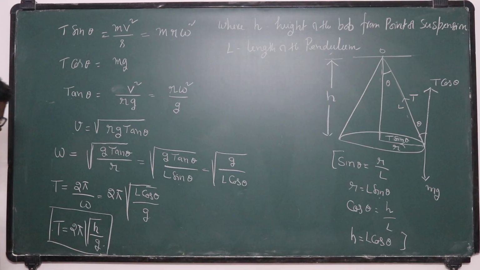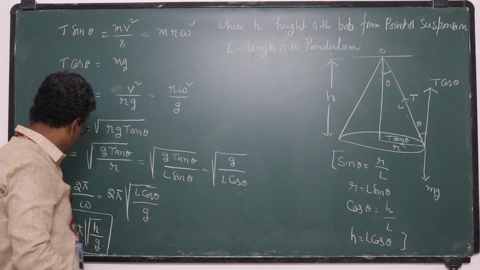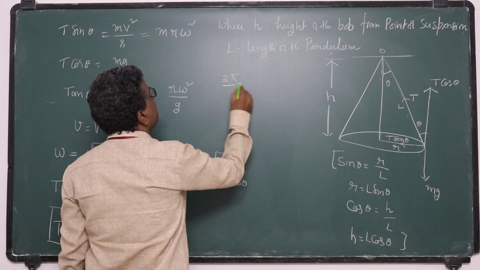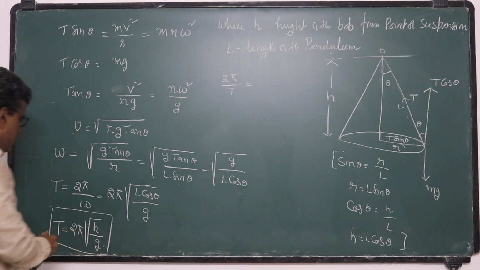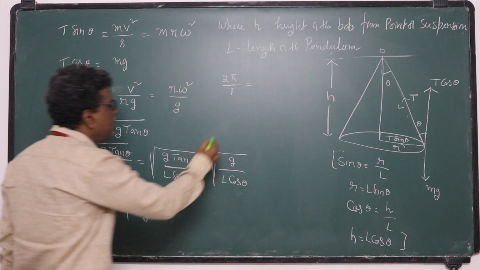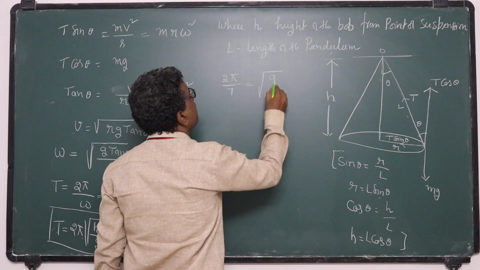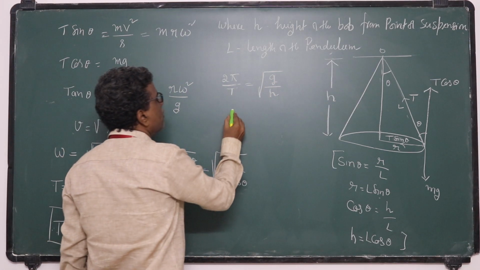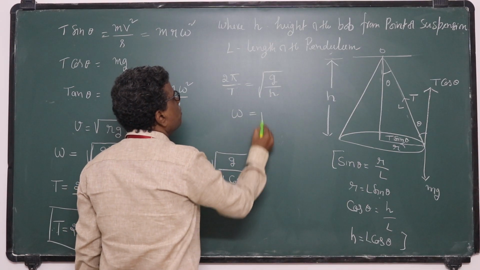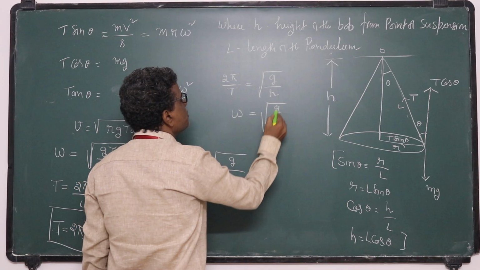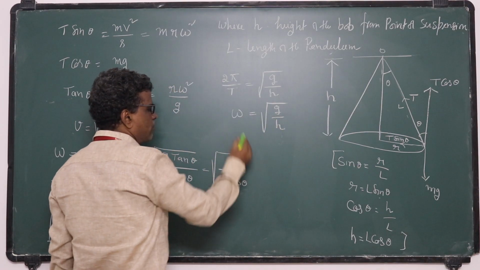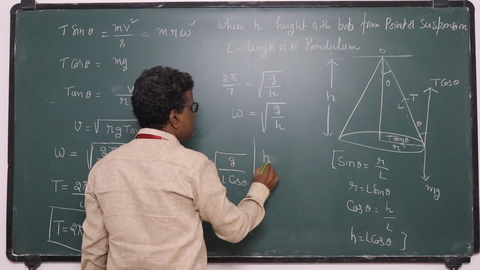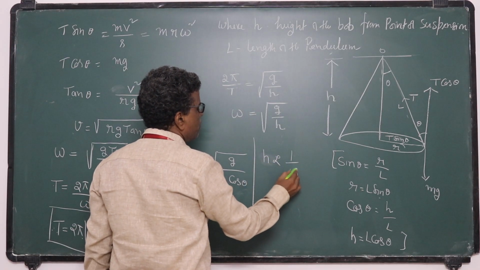Now instead of T, we can write it as 2 pi by omega. 2 pi by T becomes omega. Bring this T to this side, you will get the square root of g by h. So what is 2 pi by T? Angular speed is equal to square root of g by h. So from this we have the expression: h is inversely proportional to omega square.